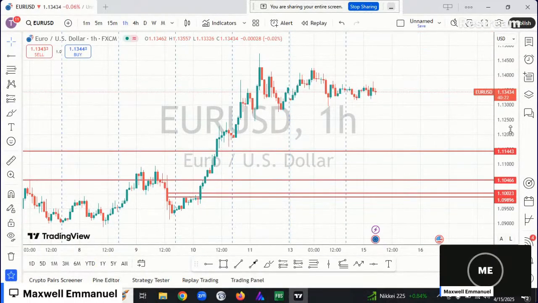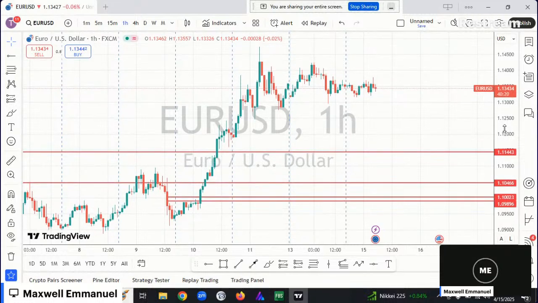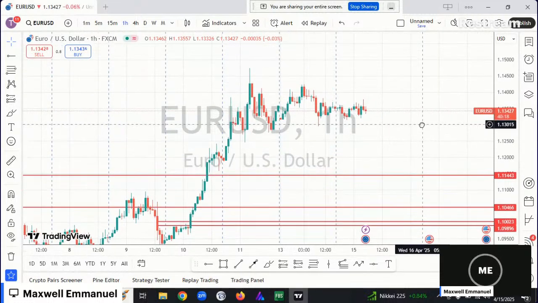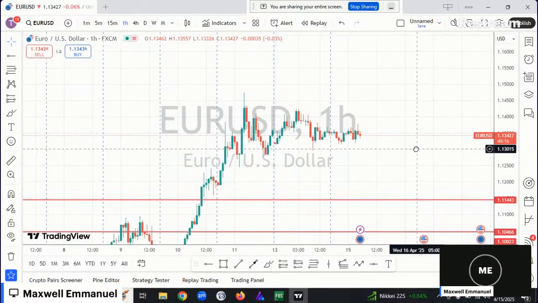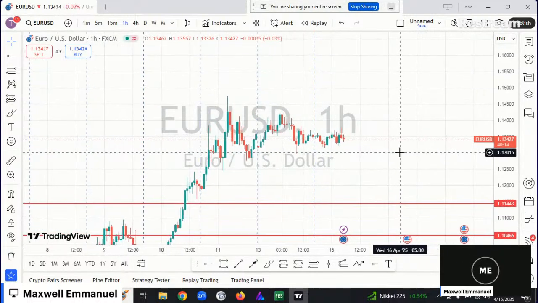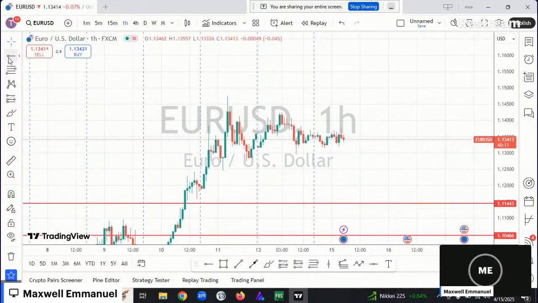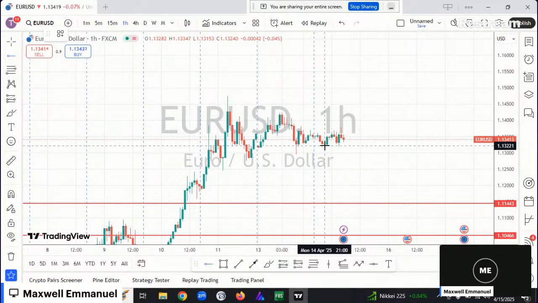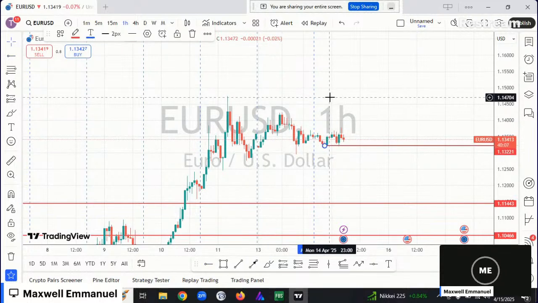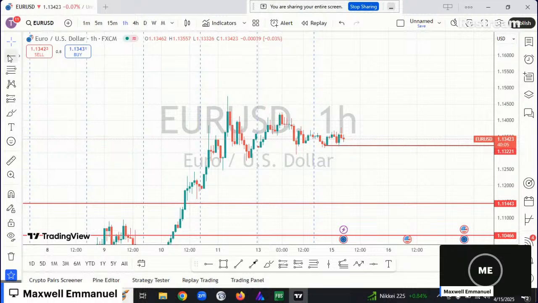Okay, so this is Euro USD. And see, Euro USD has been in a range since last night. It has formed support and resistance. We have this support here, and we have this as a resistance.